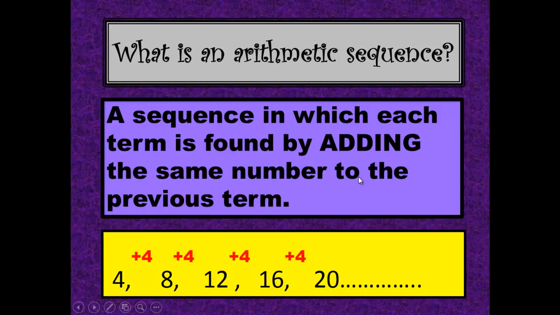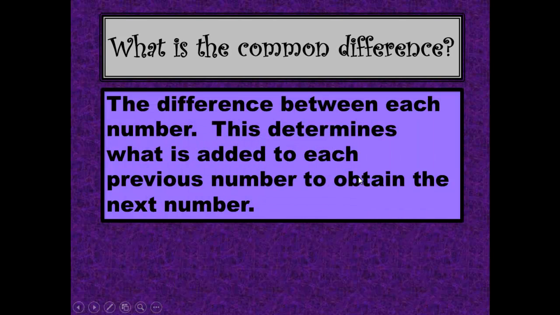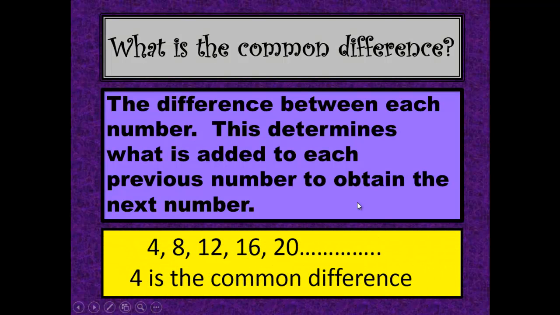What is the common difference? The difference between each number. This determines what is added to each previous number to obtain the next number. For the sequence 4, 8, 12, 16, and 20, 4 is the common difference. 4 comes from 8 minus 4, or 12 minus 8.